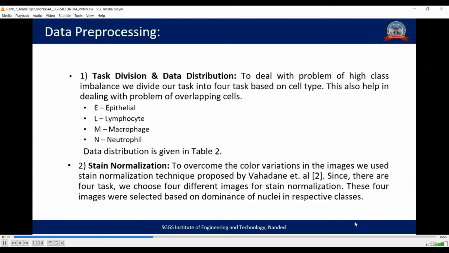The first step included in our methodology is data pre-processing. The data pre-processing consists of 4 stages. The first stage involves task division and data distribution. Due to the problem of high class imbalance, we divide the whole task into 4 subtasks based on cell types, that is E, L, M, N. With this, we were able to focus on each cell type independently. This not only solved the problem of class imbalance for us, but also the problem of overlapping cells. The data distribution for each cell type is given in table 2, which will be discussed further.